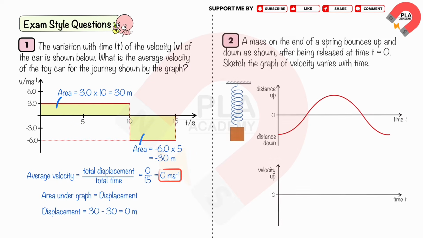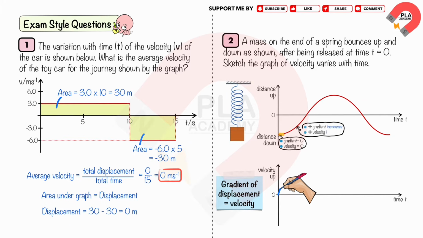Question 2. A mass on the end of a spring bounces up and down as shown, after being released at time t equals 0. Sketch the graph of velocity varies with time. Recall that the gradient of the displacement time graph is velocity. At this point, the gradient is 0, causing the velocity to also be 0. In this section, the positive gradient is increasing, causing the velocity to be positive and also increase.